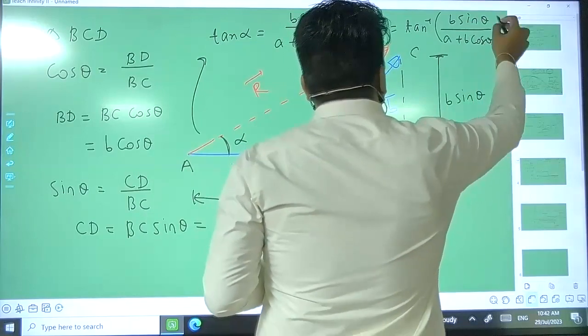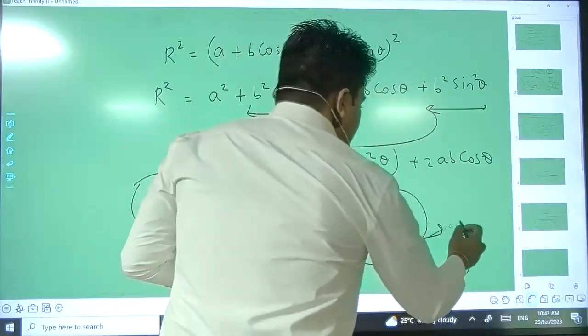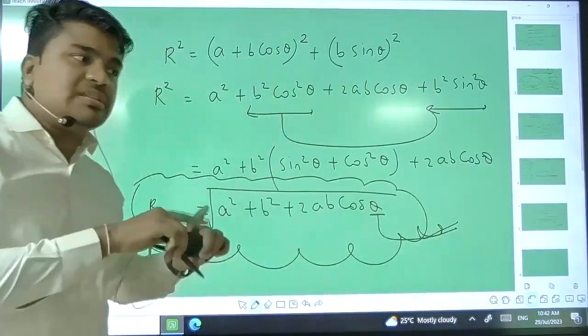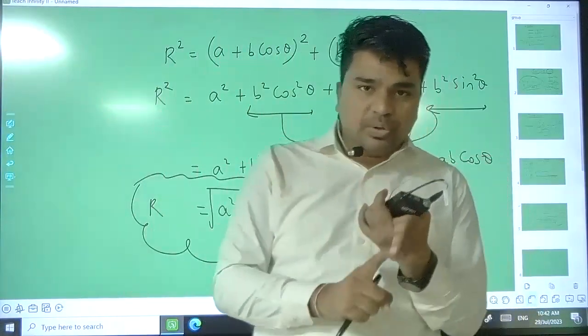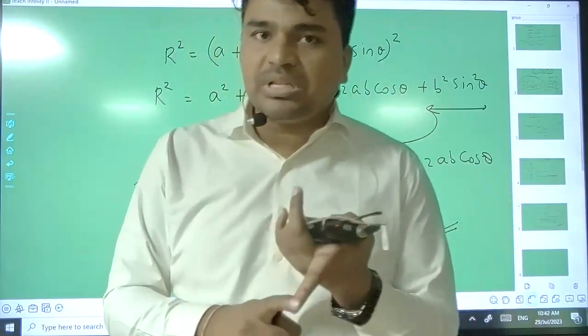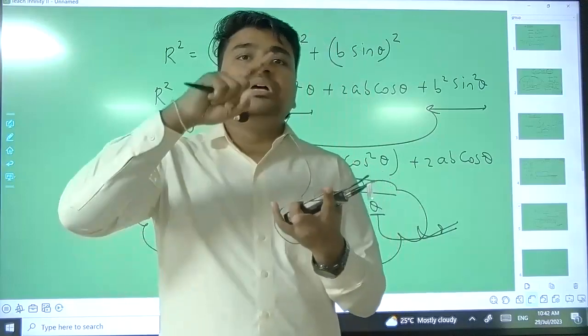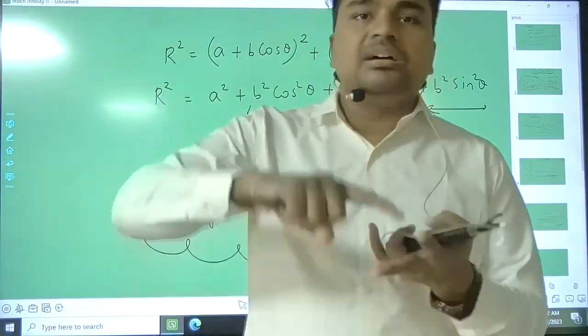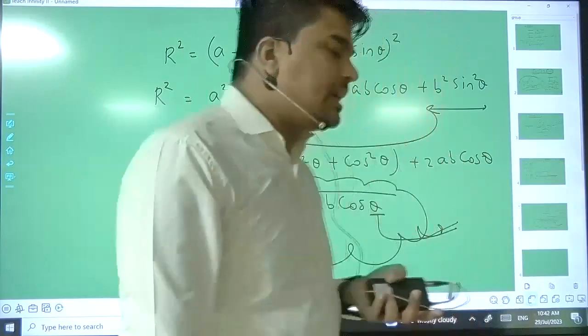Now we have magnitude as well as direction. The magnitude is under root A square plus B square plus 2AB cos theta. Now we have direction also, that is alpha equals tan inverse of B sin theta divided by A plus B cos theta. Correct?